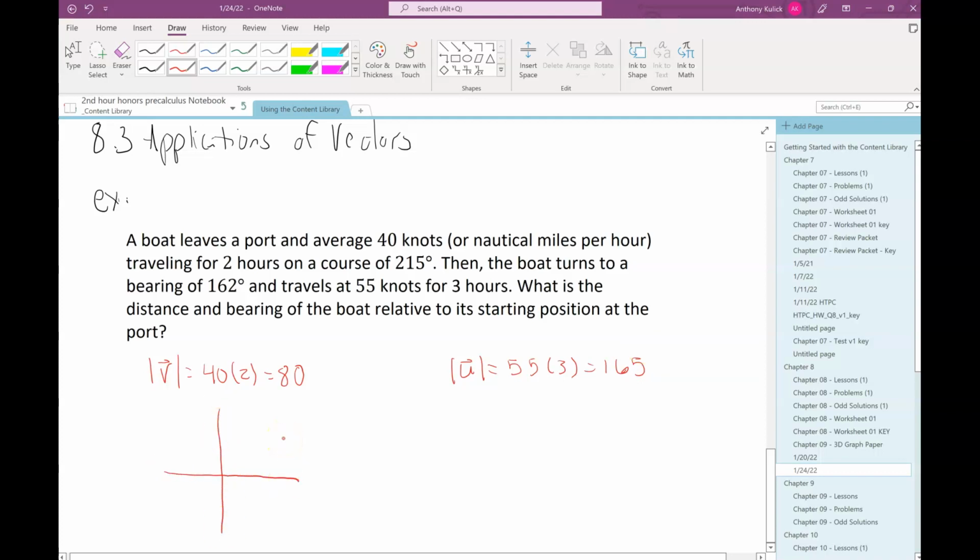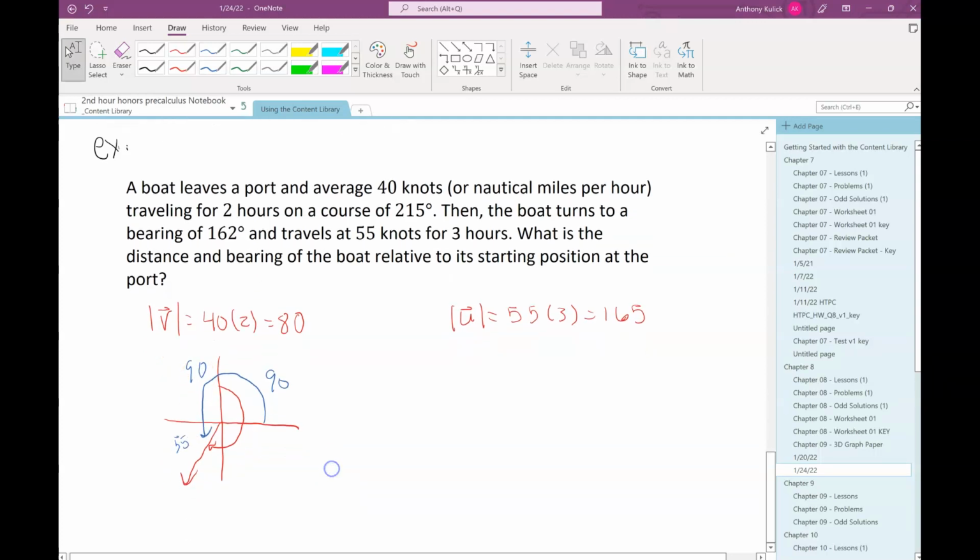And then if I want a bearing of 215 degrees, remember bearings start north and they go clockwise. So 215 degrees is like here. But we really want this one, right? So 90, 90, and then 55. So that's 235.